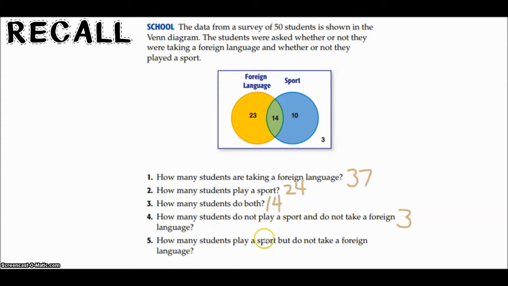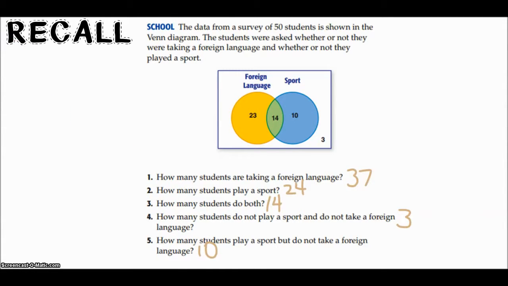How many students play a sport but do not take a foreign language? That would be these 10 in the blue section, because these 14 right here are green, and they will take a foreign language as well. So that's not what we want. So let's make that a 10, not a 16. There we go.